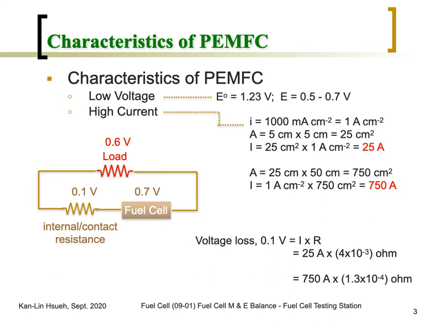For instance, if you need to control voltage loss within 1.1 volt, and the output current is 25 amp, then the resistance has to be lower than 4 times 10 to the minus 3 ohm, 4 milli ohm, such a low resistance. And if your output current is 750 amp, then your internal resistance or contact resistance has to be controlled at 1.3 times 10 to the minus 4 ohm, such a low resistance.